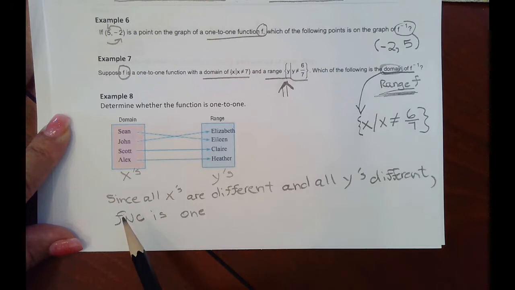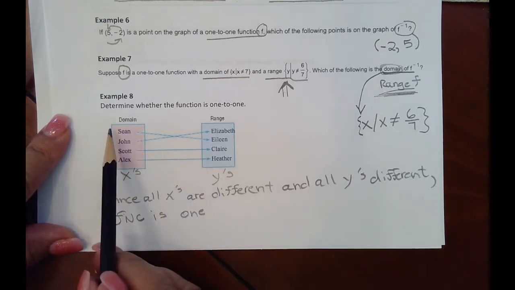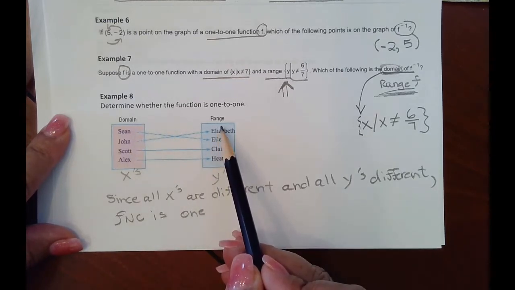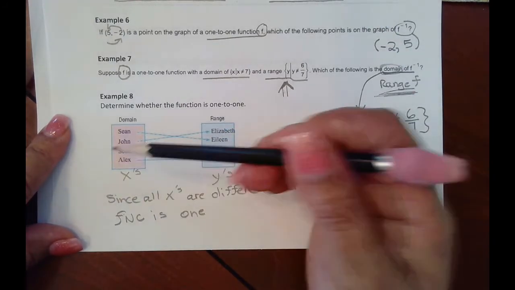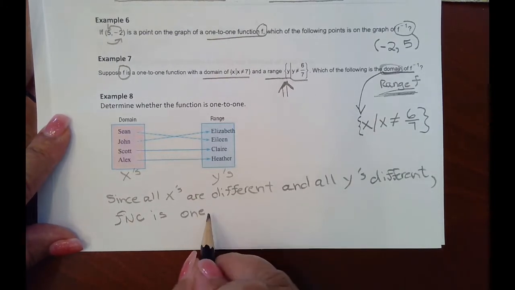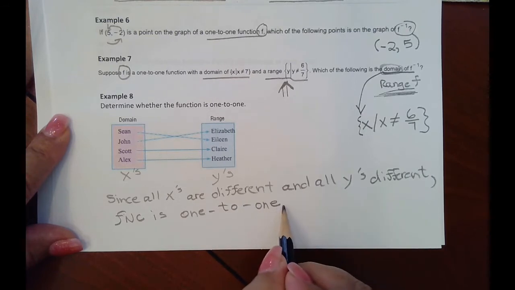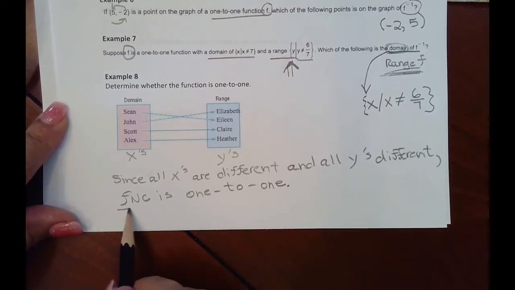Because what you're proving when you look at all the x's being different and all the y's being different is that it would force each x here to have a unique y partner. It's paired to one and only one y value, just like this is paired to one and only one y value. That would be true of all these x's, but it would also be true of the y's, that each y only has one partner. So that's just a quick way to check all that. So the function represented by this domain and this range is 1-to-1.